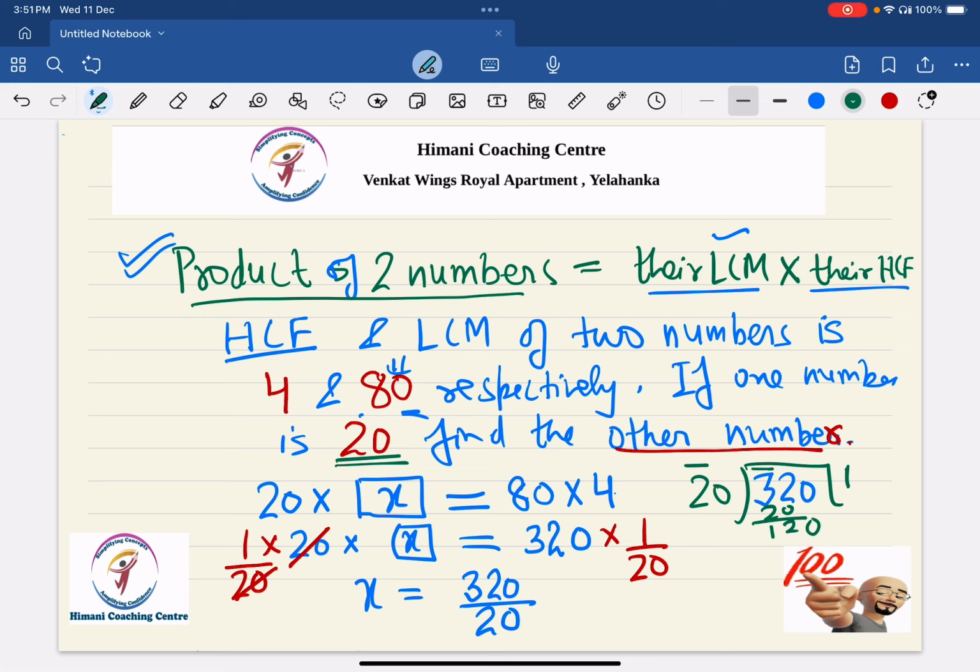And kids, if you have figured out, I started the video with these two numbers only. Okay. So this is how we do questions on two numbers and their HCF and LCM. Kids, I hope you have understood the concept. Watch the video again to learn the concept fully and do questions from your book.